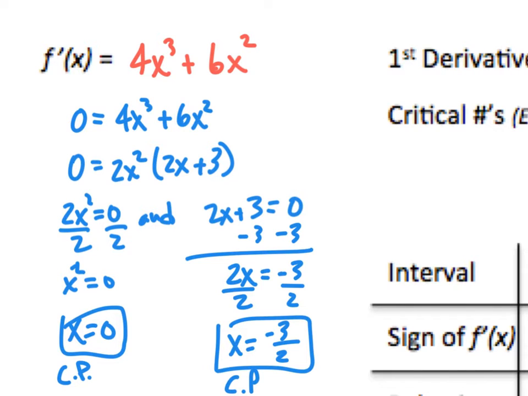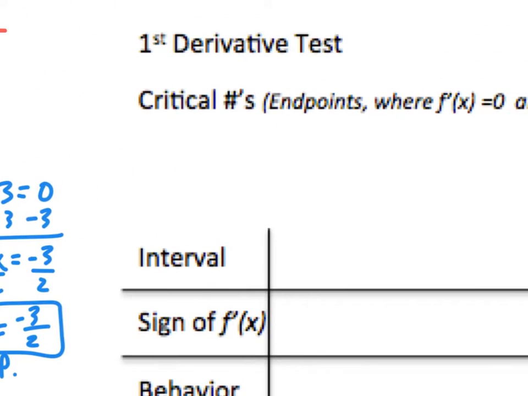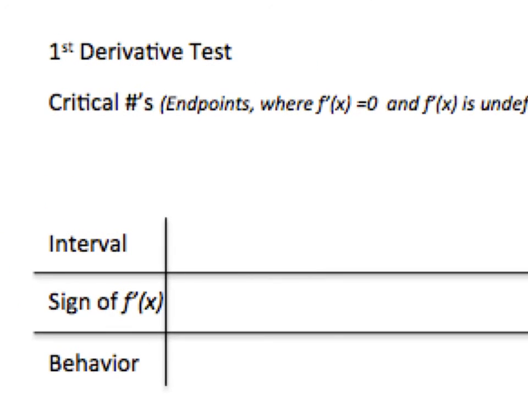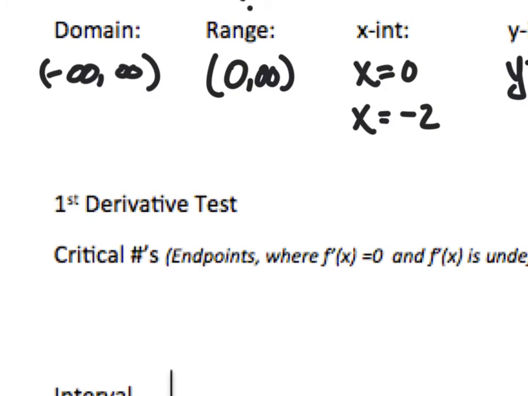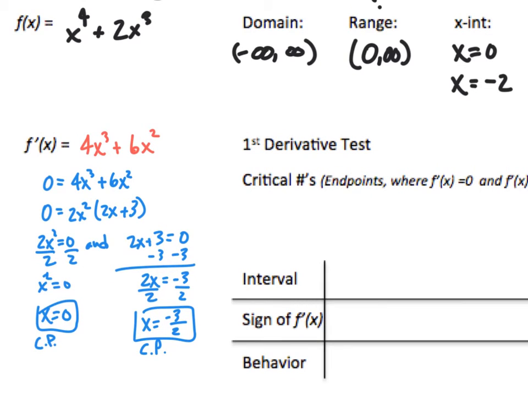Okay, so now what I want to do is follow my second derivative test. And the other thing is that I do want to list out my critical numbers here. Critical numbers: that's endpoints, we don't have any endpoints, where our derivative is equal to 0, and where our function derivative is undefined. Now, we don't have endpoints because our domain goes from negative infinity to positive infinity. And we don't have anywhere where the derivative is undefined because our derivative is a polynomial. And because our derivative is a polynomial, we're good to go.